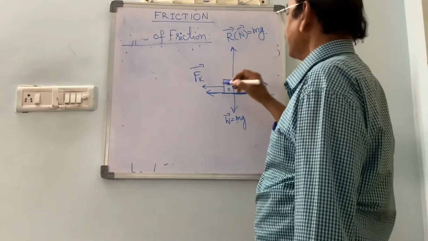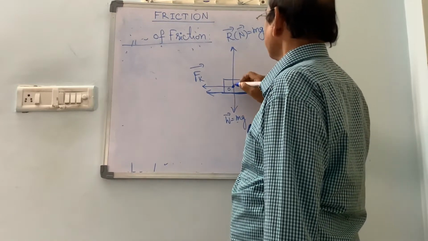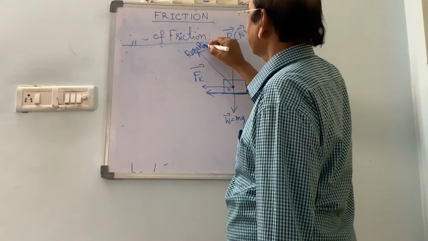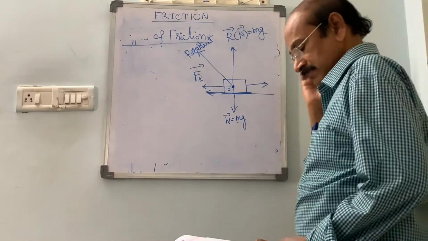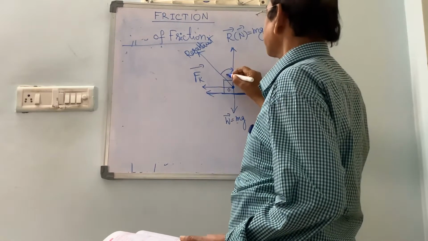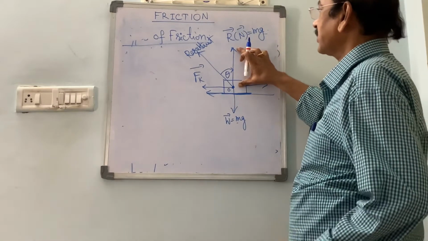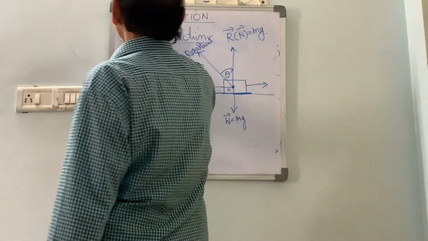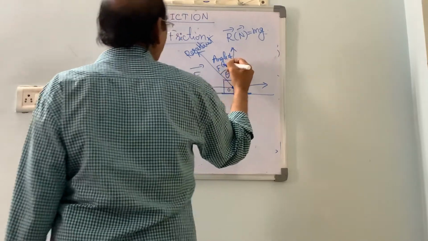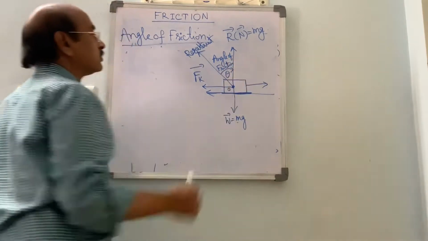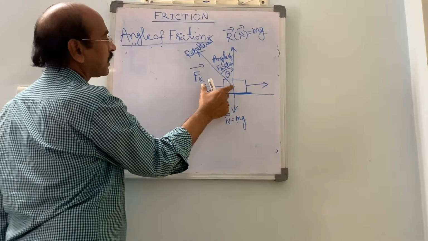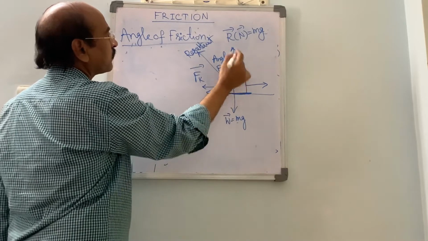So the resultant of the force of friction and normal reaction is given like this, and the angle between the resultant of the force of friction and the normal reaction is called the angle of friction. So the angle of friction is the angle made by the resultant of kinetic frictional force and normal reaction with the normal reaction.